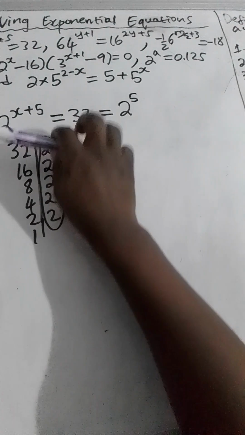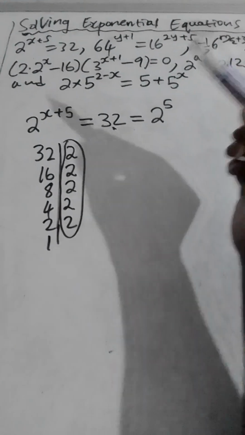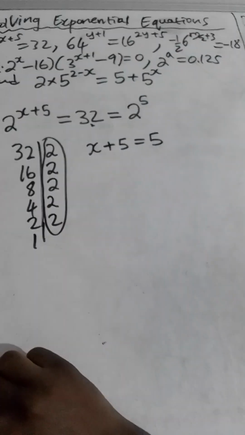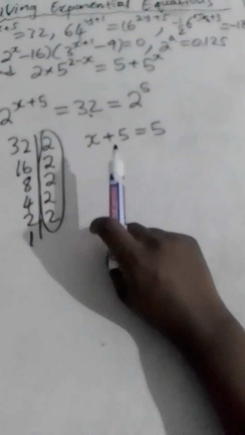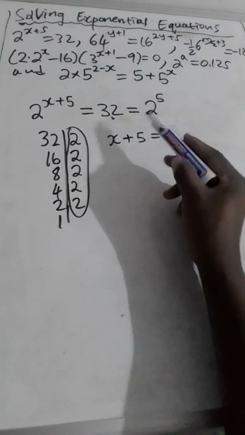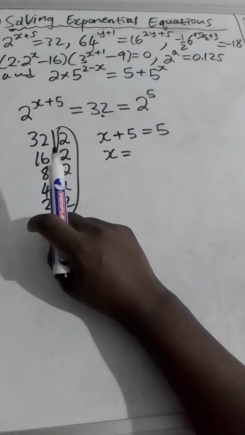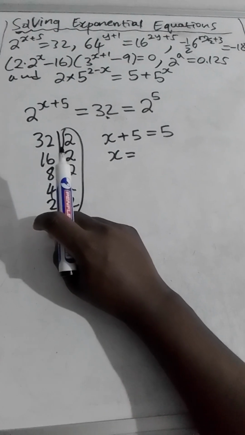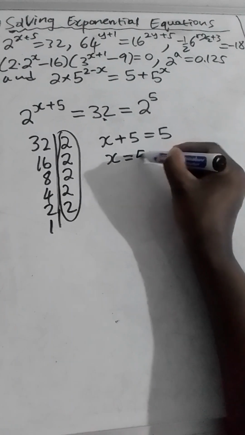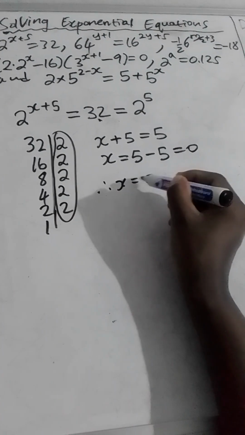And so we have powers that are equal and have the same base. That means that their exponents are equal. Now this is a linear equation because the highest exponent is 1. So we can take the 5 to the other side, because when solving a linear equation, remember, constants to one side and variables to the other side. So 5 to the other side becomes 5 minus 5, and so the answer is 0. Therefore, x is equal to 0.